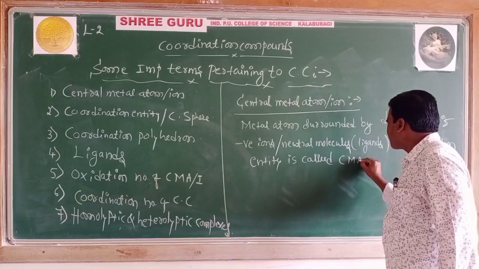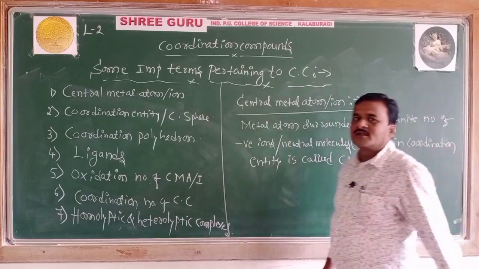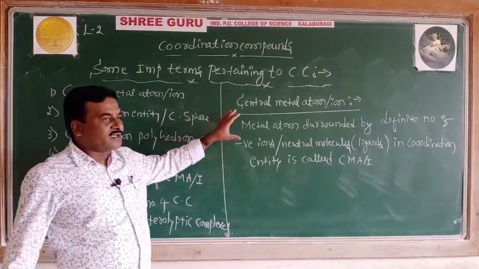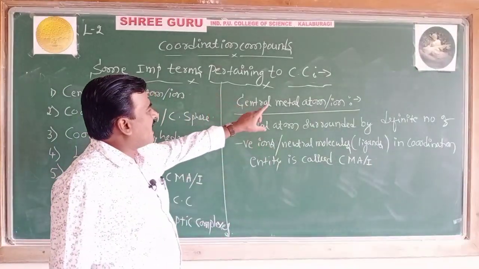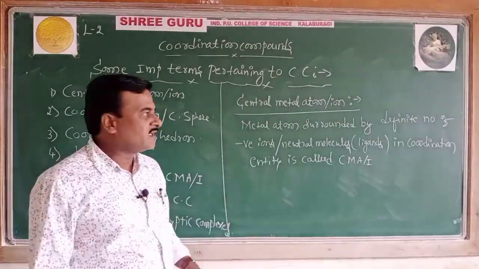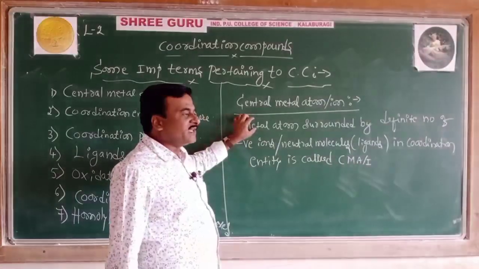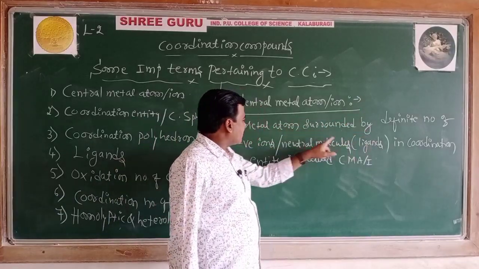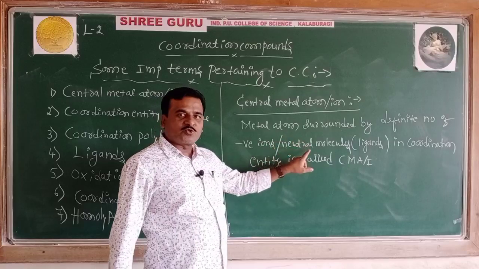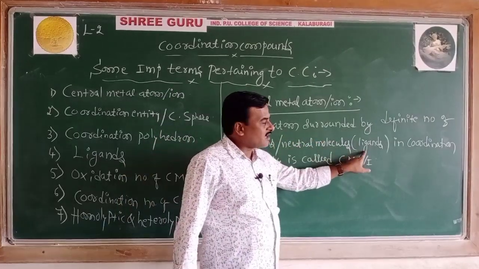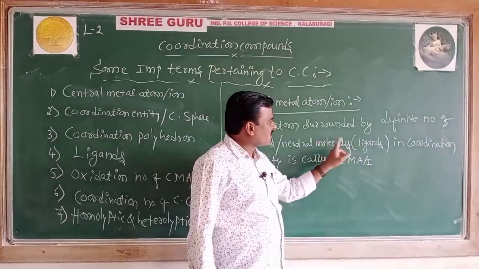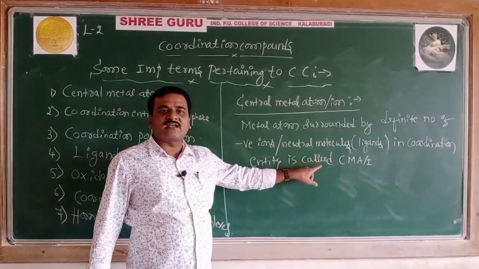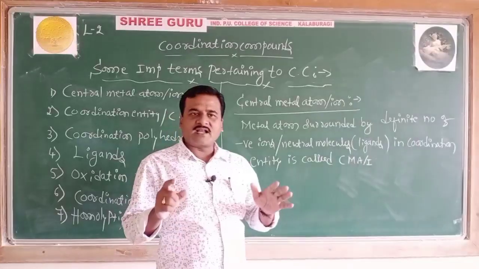central metal atom or ion. I repeat. Dear students, look at the term central metal atom or ion. What does it mean? It is the metal atom surrounded by a definite number of negative ions or neutral molecules, which are together called ligands, in a coordination entity, called the central metal atom or ion.